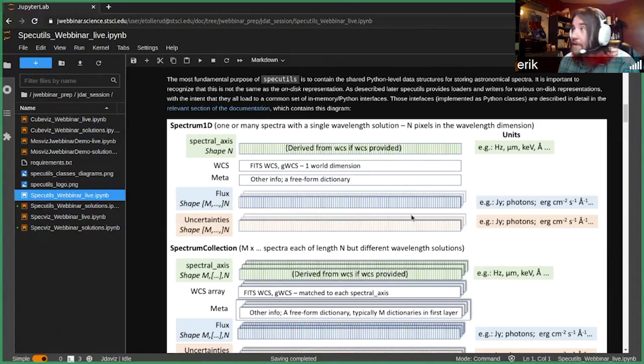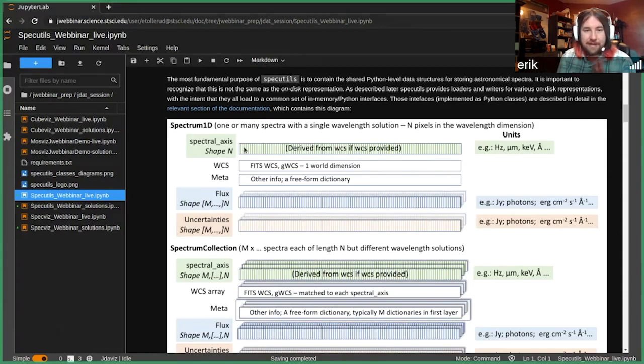And also uncertainties, which I probably won't have time to go into in too much detail, but they exist, and you can go back to the solutions and this notebook later if you want to know more about that. The other thing I want to highlight about Spectrum 1D that might be a little confusing is that despite the name ending in 1D, the flux does not have to be 1D. This same data structure is used in some places, for example, in Cubeviz to represent data cubes, because the flux can be many-dimensional. It's only the spectral axis that is required to be one-dimensional in this object.